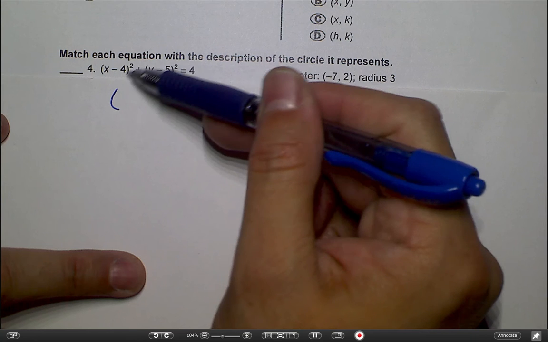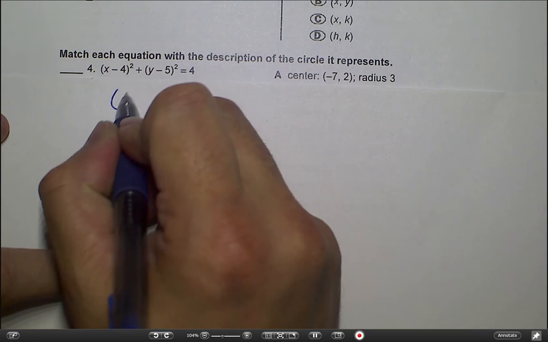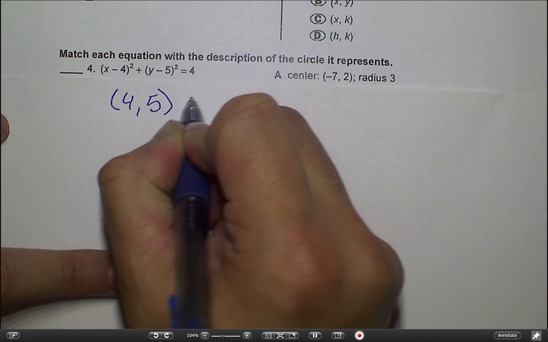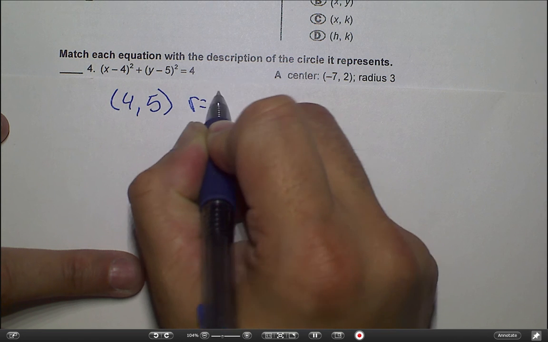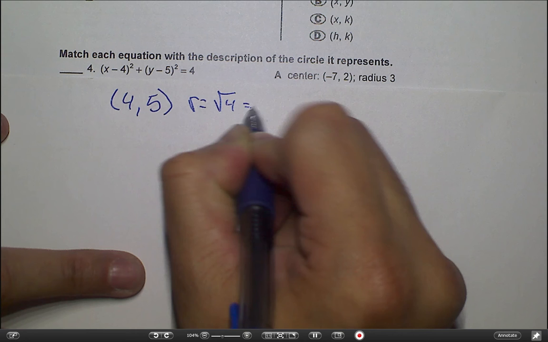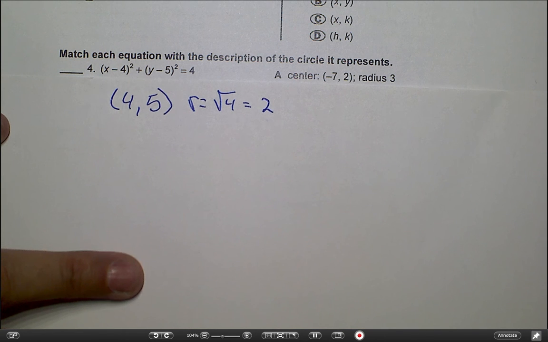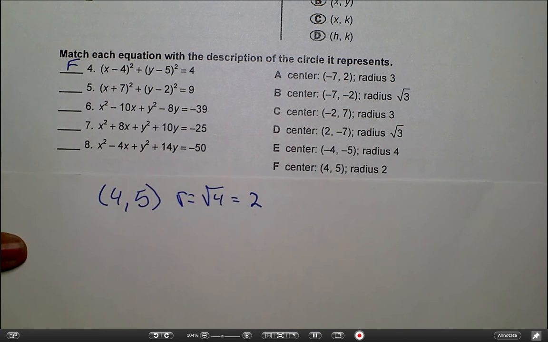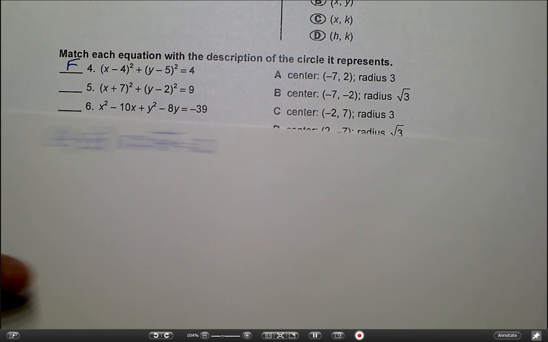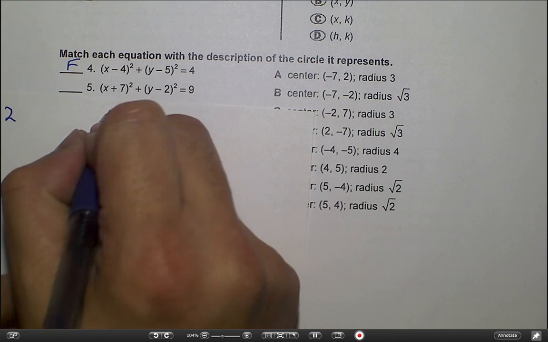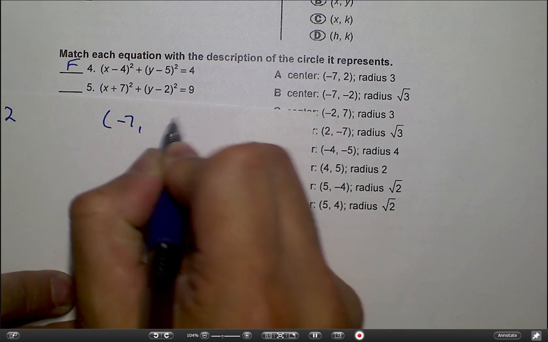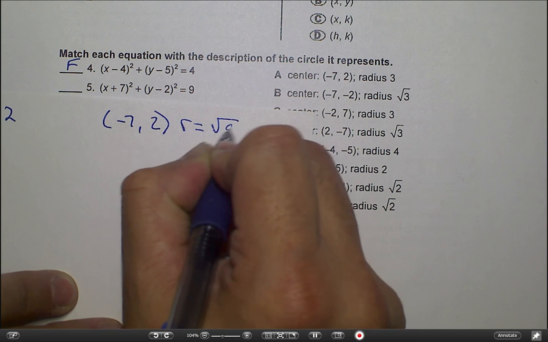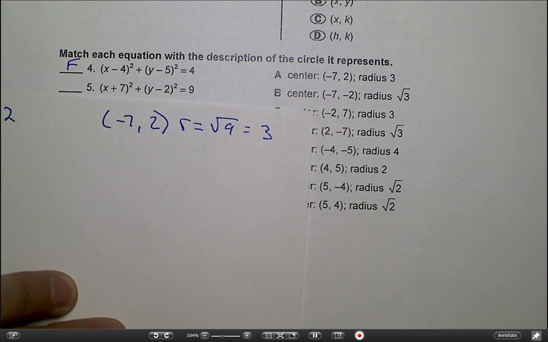It's going to be the opposite of this, which is 4, and 5, and my radius is going to be 2. It's the square root of this number, which is 2. So what letter is that? F. There's F. Now, do the same thing for the next one. It's going to be -7, 2, and my radius is 3, so the square root of 9, which is 3. So that answer is 5.